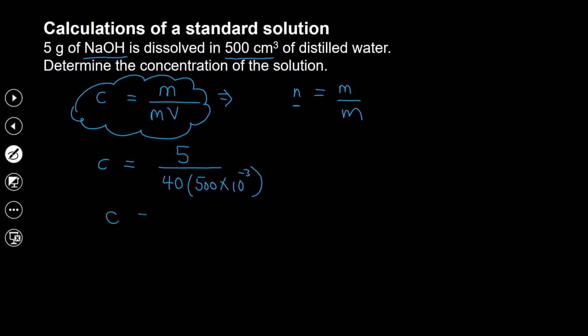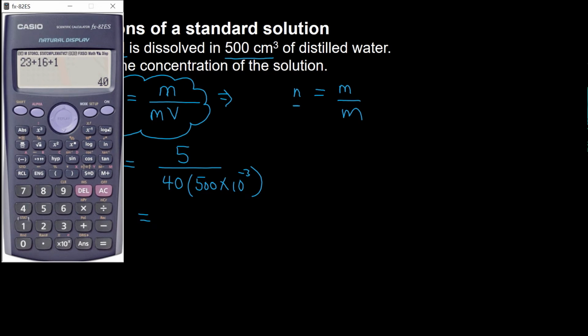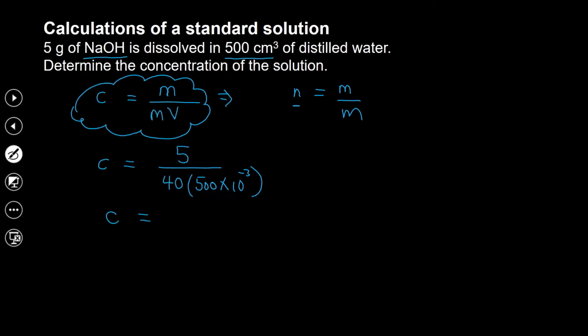So it will give us a concentration. Then if we go to our calculator, just to get that value, 5 divided by 40 multiplied by 500 multiplied by 10 exponent negative 3. That's the same as dividing by 1,000. So the concentration of this standard solution is 0.25 moles per cubic decimeter. Okay, 0.25 mole per cubic decimeter. So that's exactly how we determine the concentration of this solution.